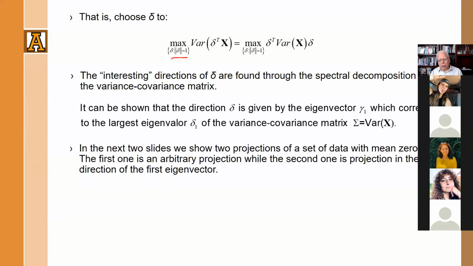Now we'll show 2 projections of a set of data with mean 0. The first one is an arbitrary projection, while the second one is a projection in the direction of the first eigenvector. So we'll take a very simple case.